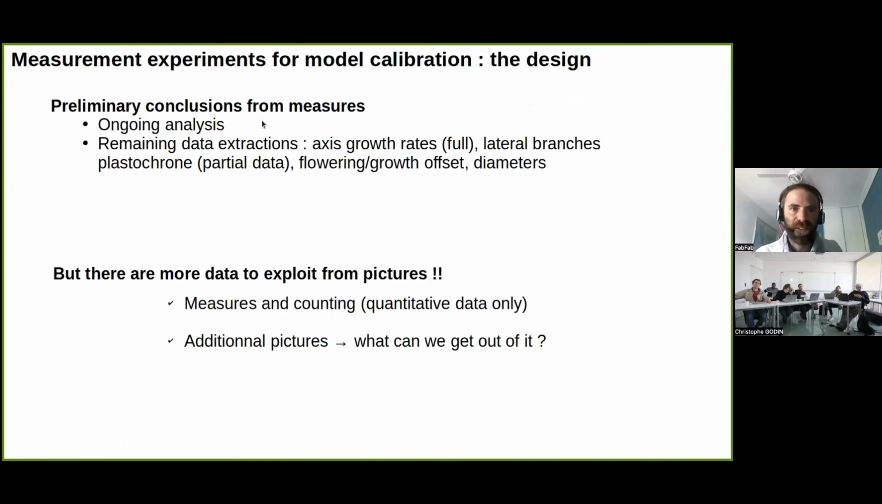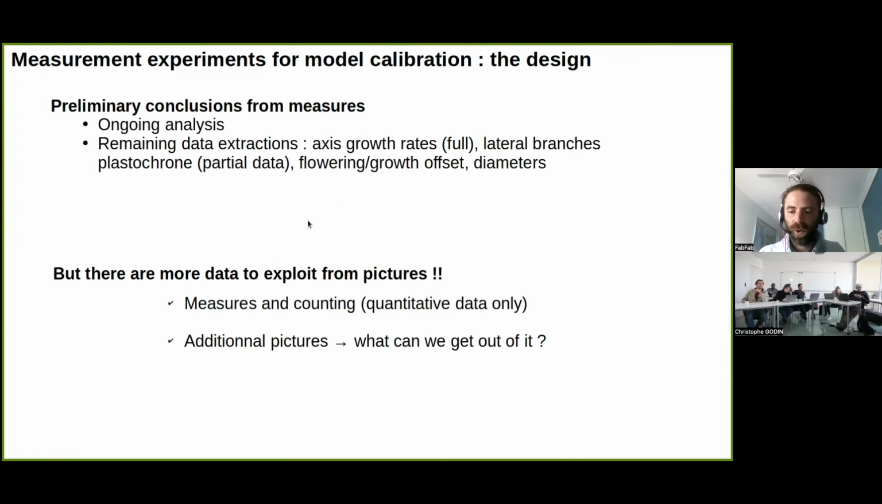Yes, and basically that's the kind of data I would like to have: the axis growth rates for all the plants I measured. Also to infer the plastochrone. So from this, infer the plastochrone in the main stem and in the lateral branches.